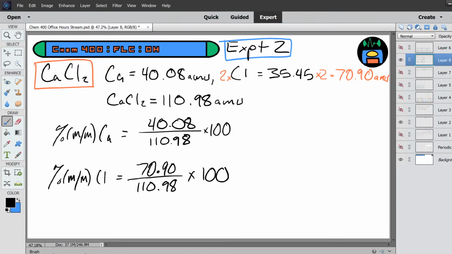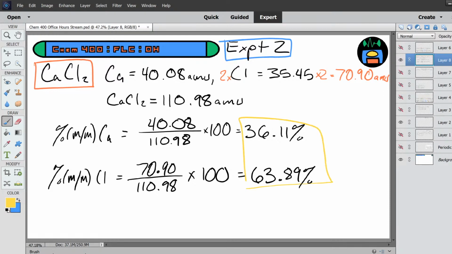So let's crunch these numbers. 40.08 divided by 110.98 times 100 is 36.11%. For chlorine, 70.90 divided by 110.98 is 63.89%. So these right here are our correct values that we're going to use for the percent error calculation.